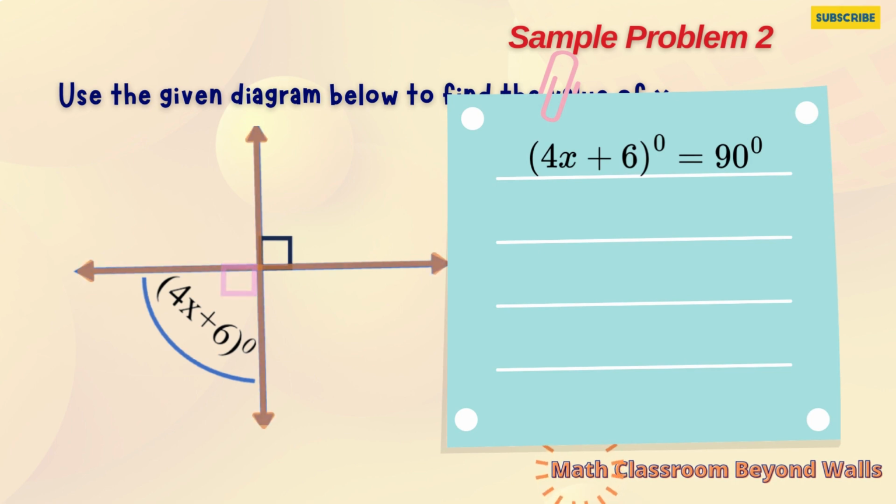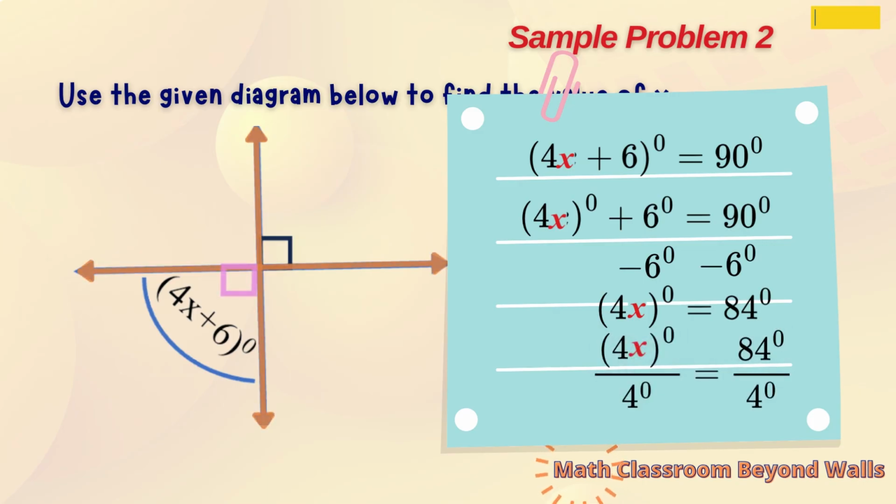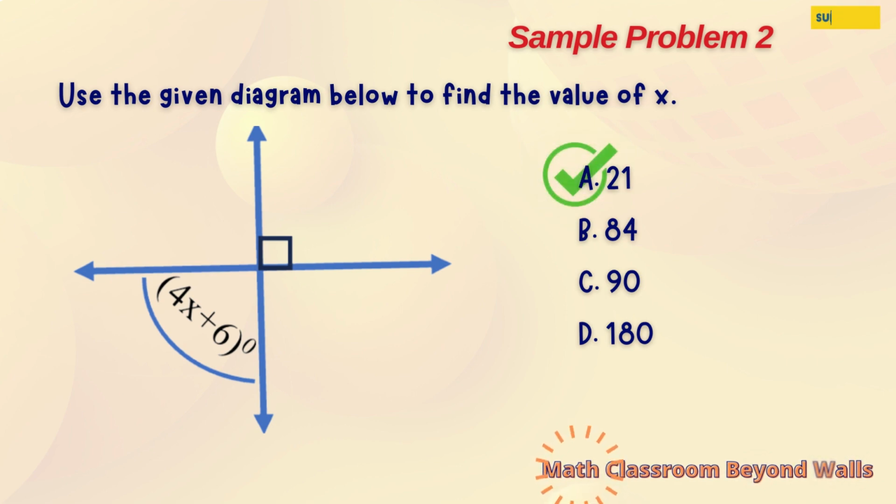Take note that we're to find the value of x here. So we will rewrite first the equation and then solve for x. Subtracting 6 degrees from both sides of the equation gives us 84 degrees. Dividing both sides of the equation by 4 gives us the value of x. So, what is our answer, learners? Is it option A, option B, option C, or option D? Okay, so the answer is option A. There you are, learners. The value of x is 21.